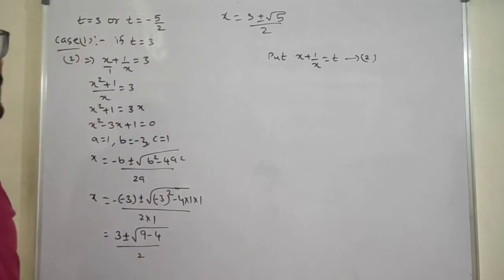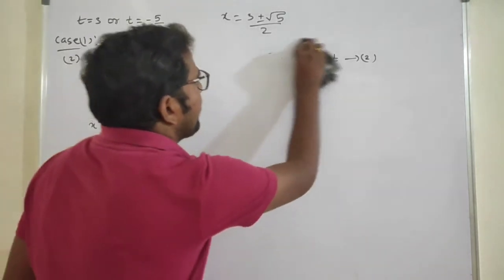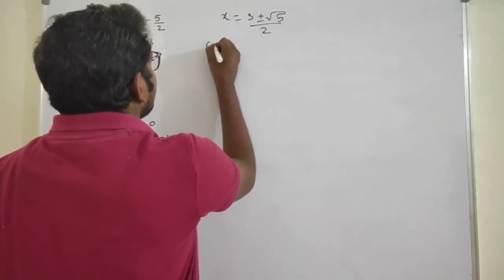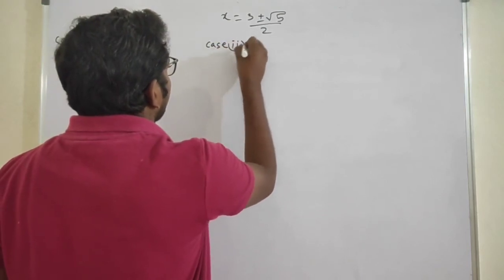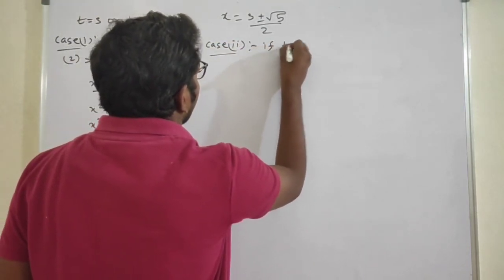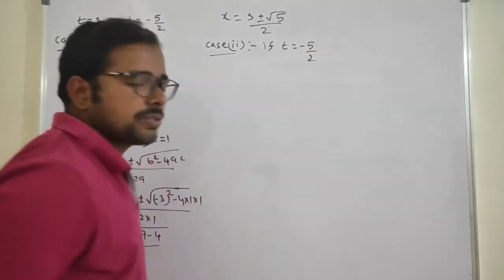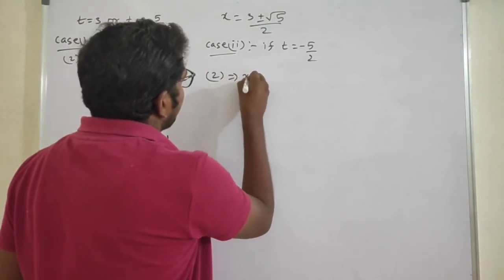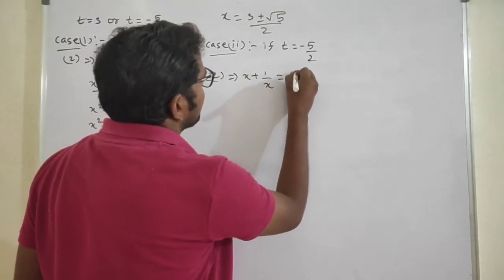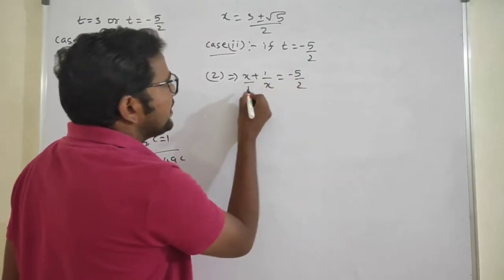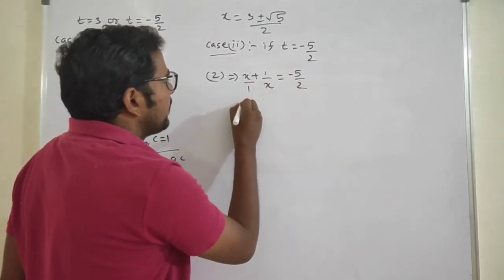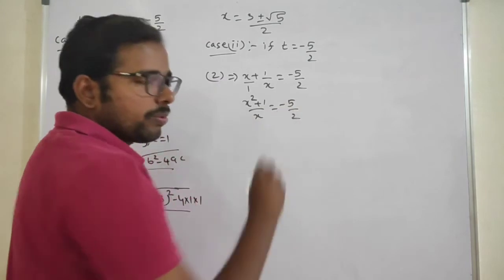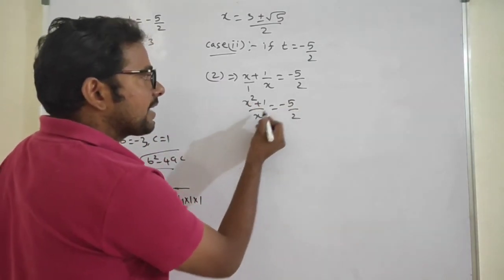Now take t equals minus 5 by 2. Substitute in equation 2. Now case 2. If t equals minus 5 by 2, substitute in equation 2: x plus 1 by x equals t. So x plus 1 by x equals minus 5 by 2. Now here the LCM is x. So x square plus 1 by x equals minus 5 by 2. Do cross multiplication.